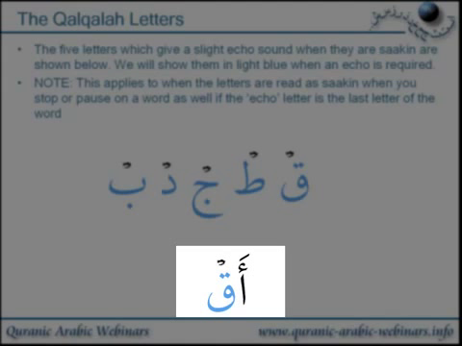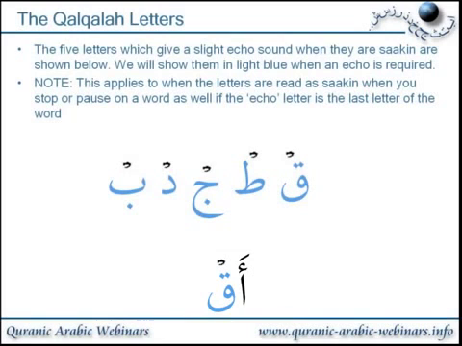Now when you normally apply the sakin to any other letter apart from these 5, generally you do not need to separate the points of articulation, whether they're the lips, the tongue, or the throat. Okay, so these ones are slightly different. So again, this is pronounced as Aq, and we purposely separate and make sure there's a slight echo on it.